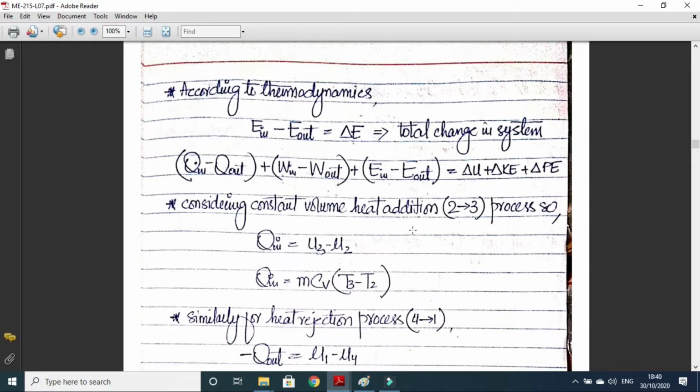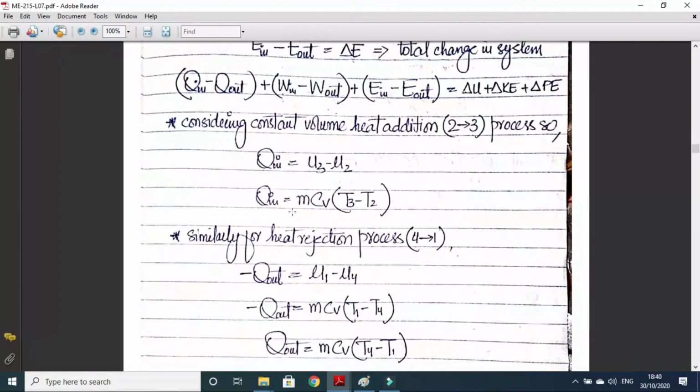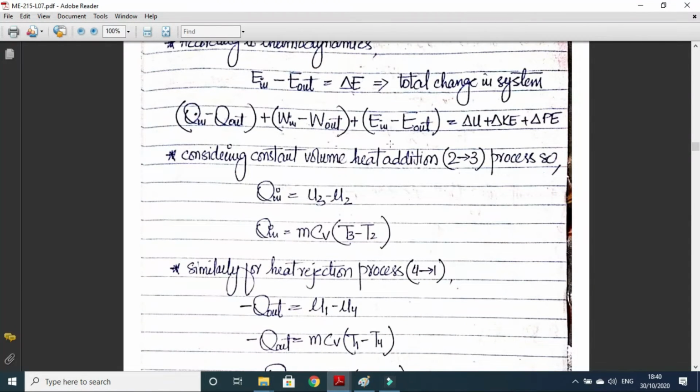So we are left with, if we apply this energy balance at process 2 to 3, in process 2 to 3, q in is taking place, and there is no work in and work out, and there is no q out. So q out will be 0, w in and w out will be equal to 0. So q in will be equal to u3 minus u2, and we can replace the change of internal energy with m cv delta t. So q in is m cv (t3 minus t2).